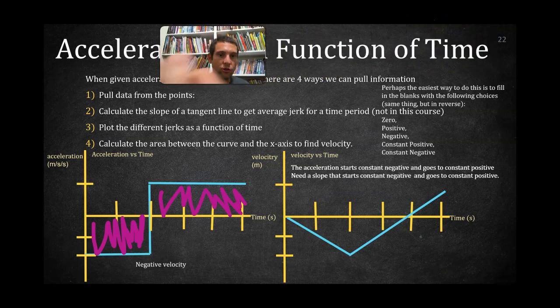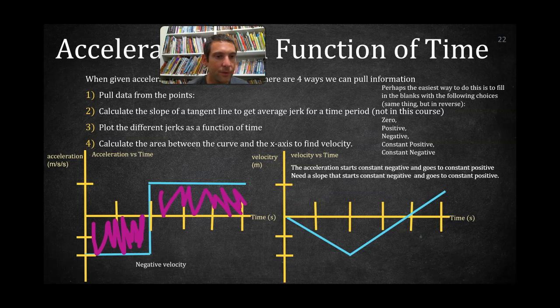We can calculate the slope of a tangent line to get the average jerk for a time period. Jerk is not covered in this course, but the derivative of acceleration as a function of time will give you jerk, which is your change in acceleration, or the rate that your acceleration changes. You'll see that in robotics and more complicated mathematics. Plot the different jerks as a function of time. We can do that. We're not going to, but we could.